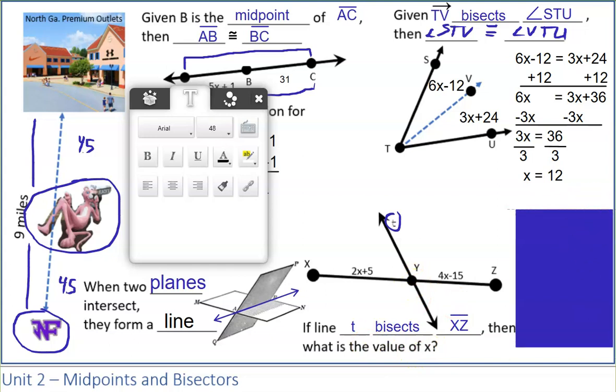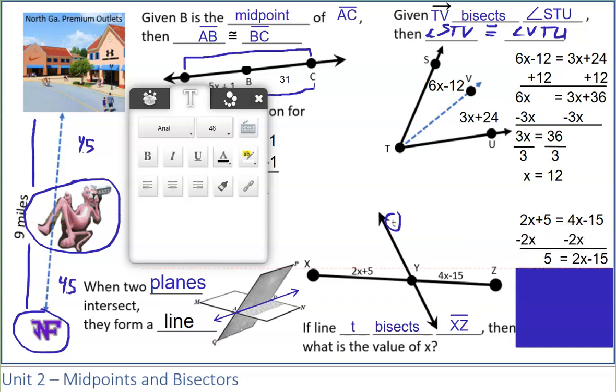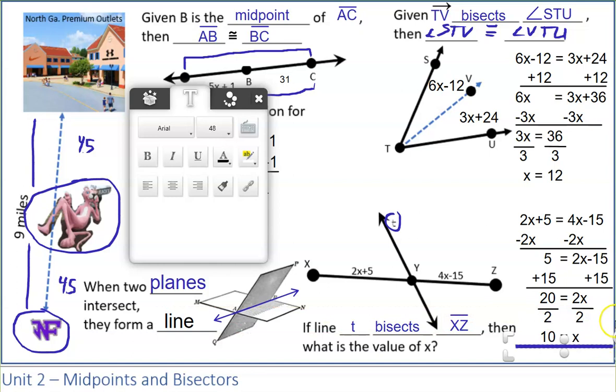Well, we can set up an equation again, and we can put the two parts equal to each other. So 2x plus 5 is equal to 4x minus 15. I'm going to subtract 2x, so I'm left with 5 equals 2x minus 15. I'm going to add 15. Now I have 20 equals 2x. I'm going to divide by 2, and so I've got x equals 10.